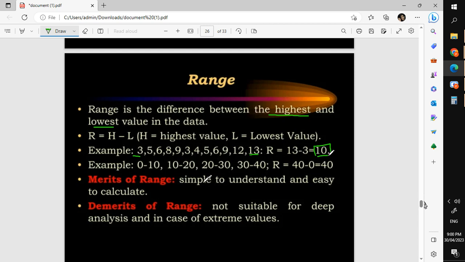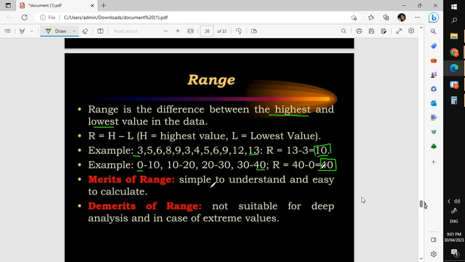Another example, if this is given by interval 0 to 10, 10 to 20, 20 to 30, 30 to 40. So the highest value is 40, the lowest is 0. Get its difference, 40 minus 0, that gives you 40. Ana lang siya to calculate the range.